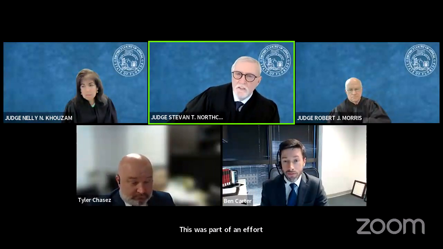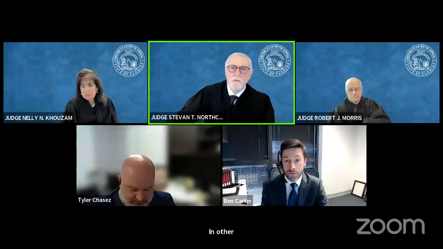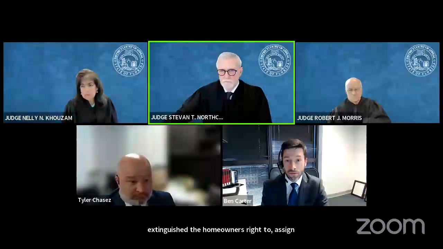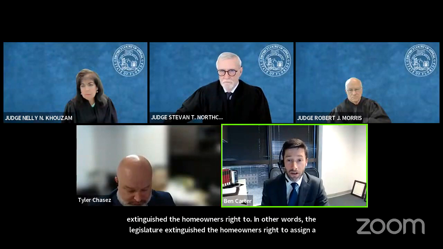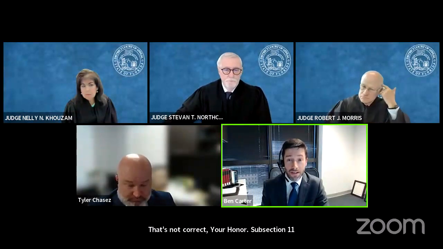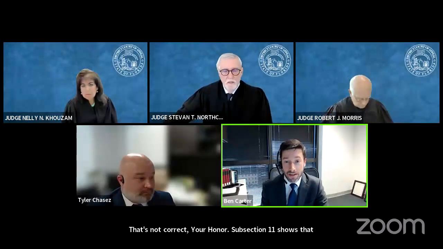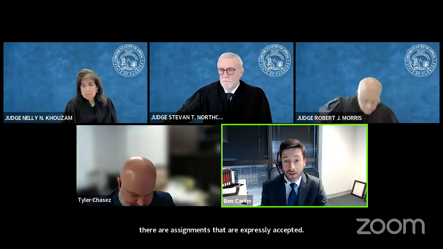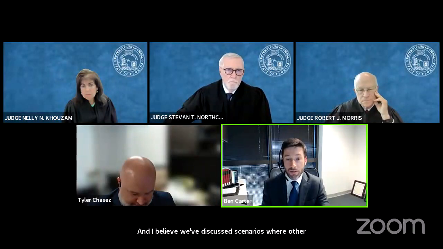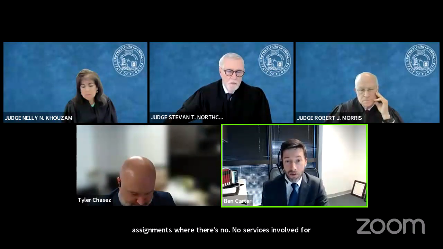In other words, the legislature extinguished the homeowner's right to assign a cause of action. That's not correct, Your Honor. Subsection 11 shows that there are assignments that are expressly excepted, and I believe we've discussed scenarios where other assignments, where there's no services involved for protecting or repairing the property, would not come under the purview of the statute.